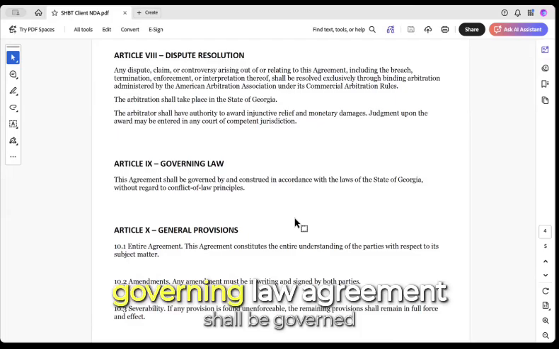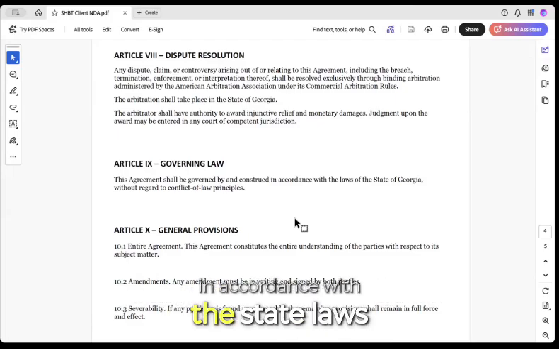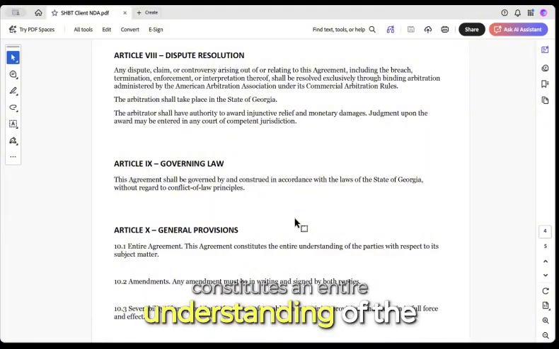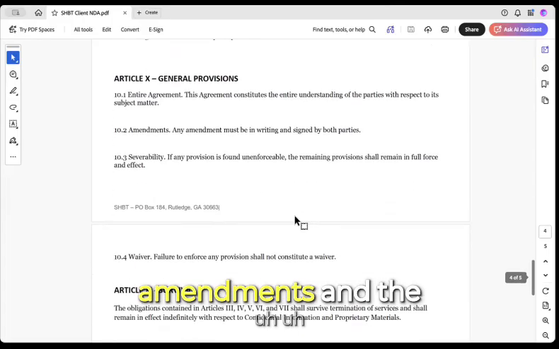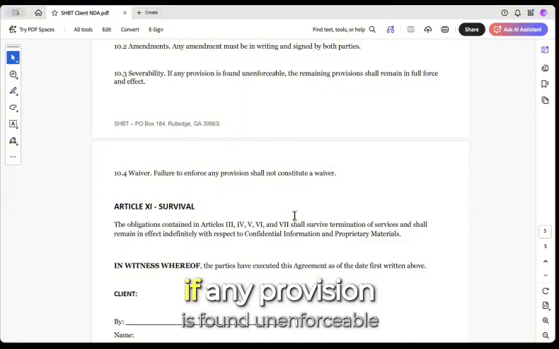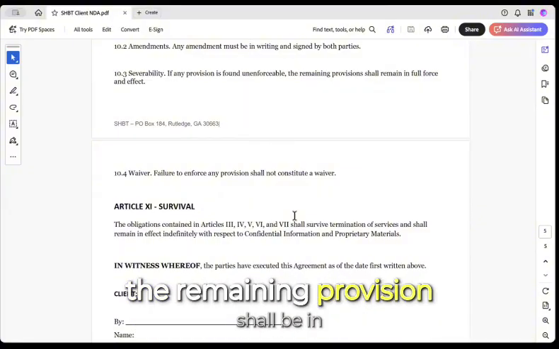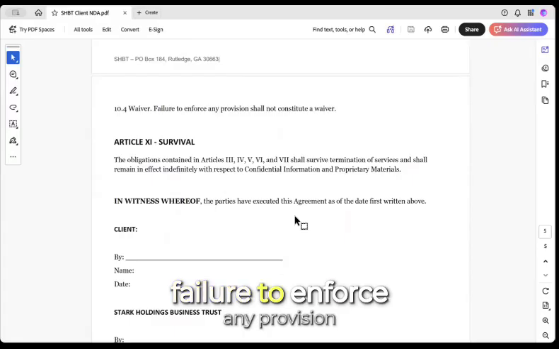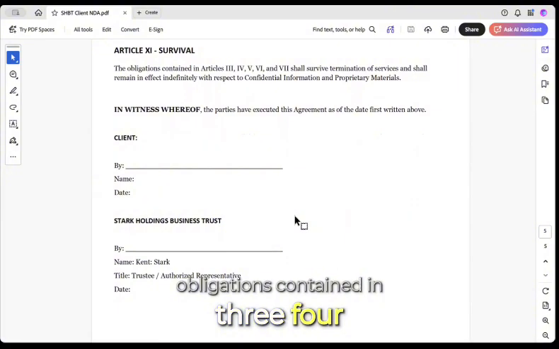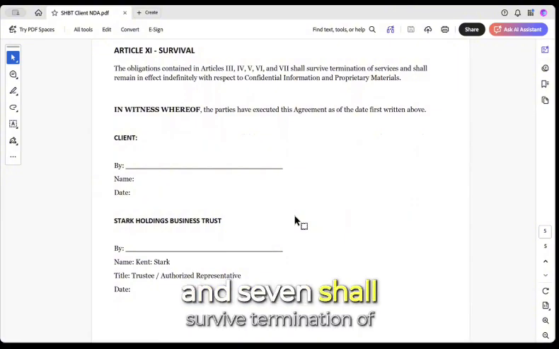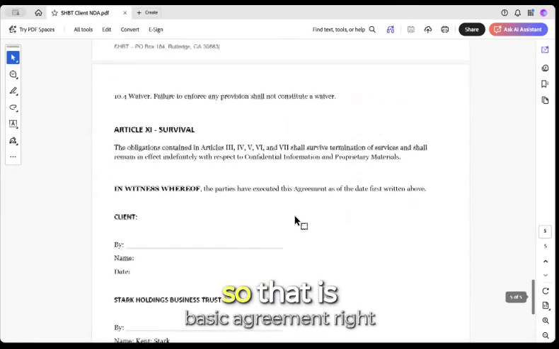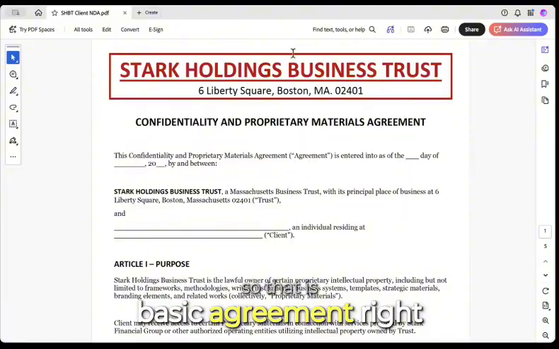Governing law: this agreement shall be governed and construed in accordance with the state laws of Georgia. That's where I live. General provisions, entire agreement: this agreement constitutes the entire understanding of the parties in respect to its subject matter. Amendments must be in writing and signed by both parties. Severability: if any provision is found unenforceable, the remaining provisions shall be in full force. Waiver: failure to enforce any provision shall not constitute a waiver. Obligations contained in 3, 4, 5, 6, and 7 shall survive termination of services and shall remain in effect. And then it's signed. So that is the basic agreement, right?